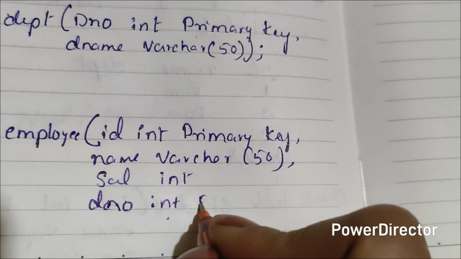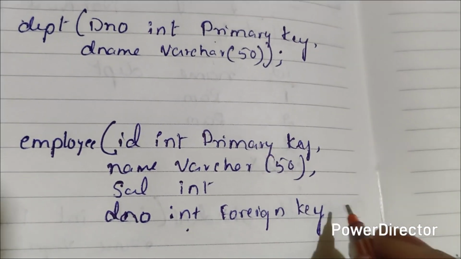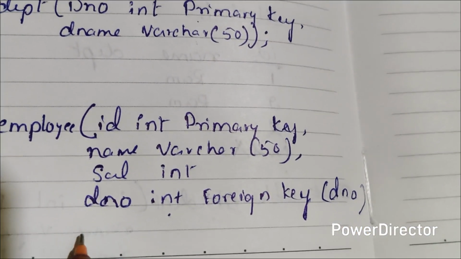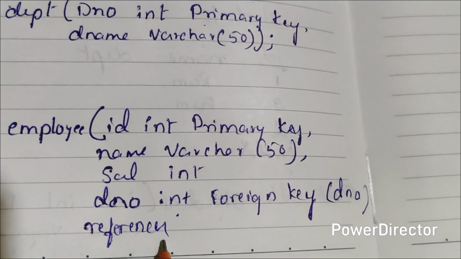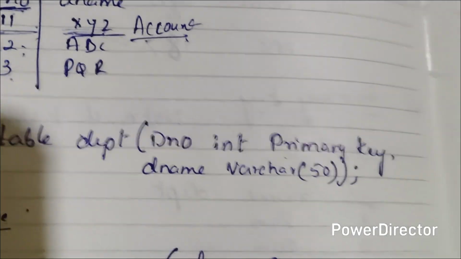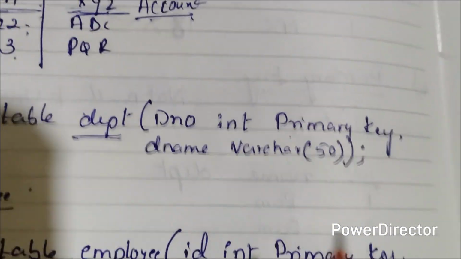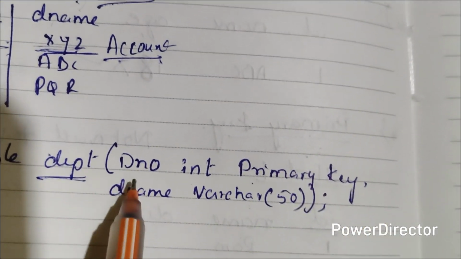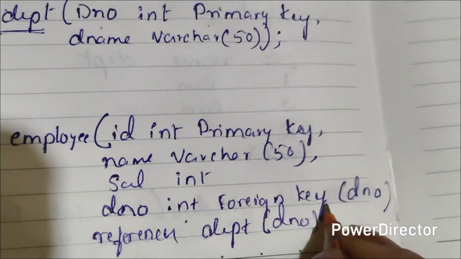Now foreign key of department number, what it is doing? It is referencing. That is why I have to write references. Which table it is referencing? It is referencing department table, that is DEPT. So whatever the name you are creating, same name you should use here. Department table. Which attribute it is referencing? D number. Right here, D number.